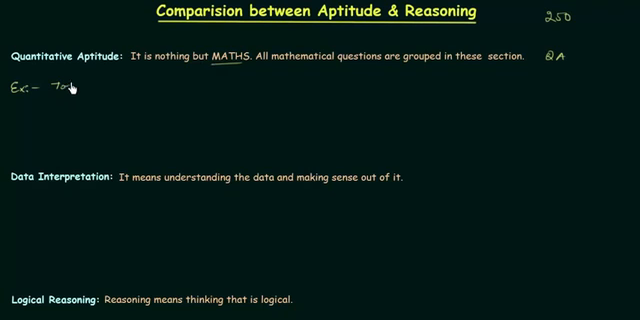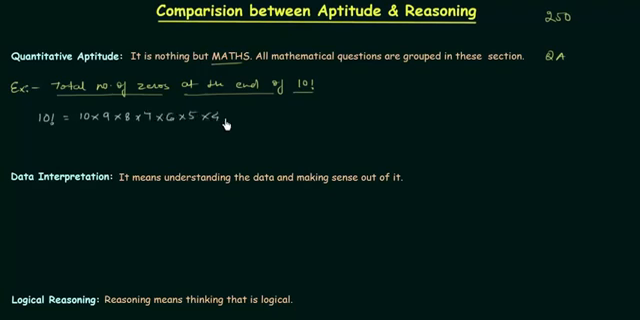We have to find out the total number of zeros at the end of 10 factorial. So let's see how to do this. We have one trick for this. 10 factorial can be written as 10 multiplied by 9 multiplied by 8 multiplied by 7, 6, 5, 4, 3, 2 and finally 1. Whenever you have to find out the total number of zeros at the end, you have to look for 5. I can write 10 as 2 multiplied by 5.